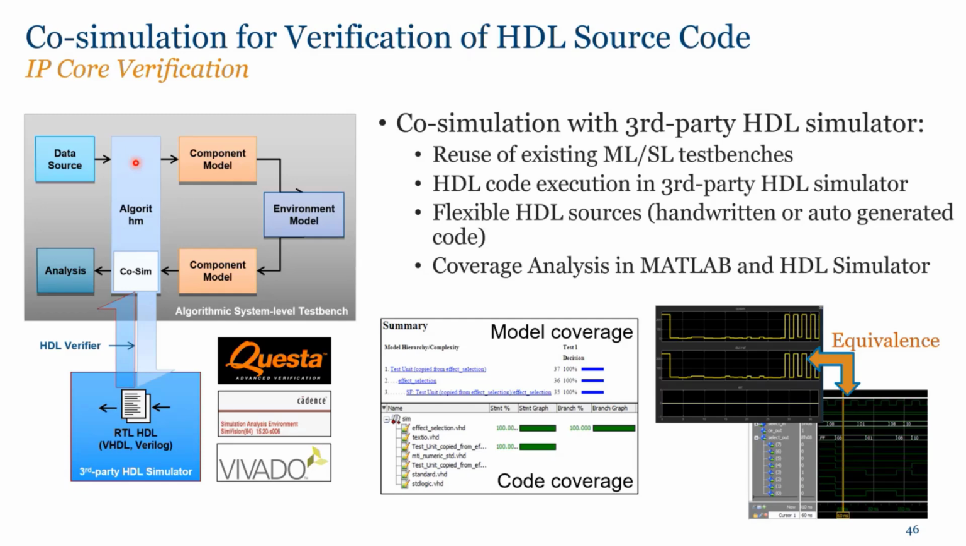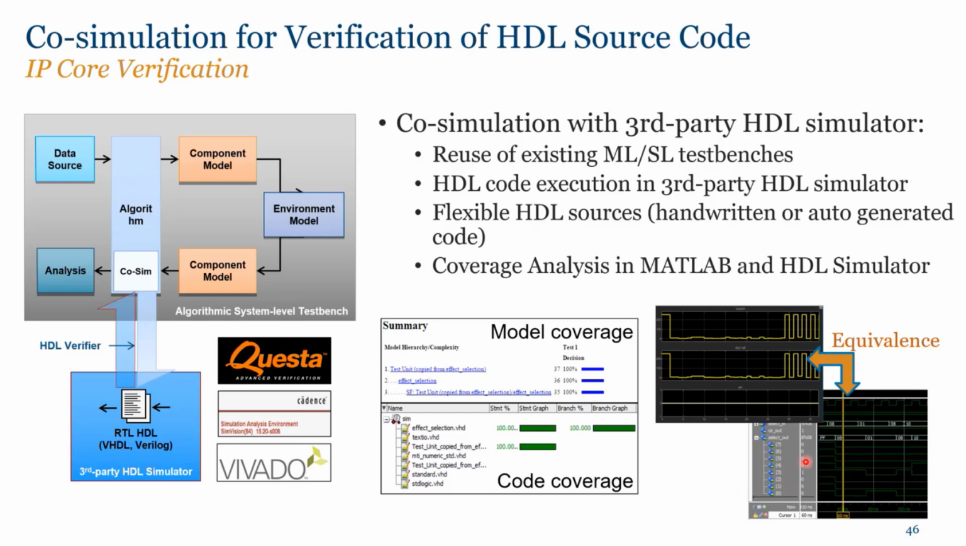And what Simulink or MATLAB will do later on is to reuse the data that is coming from the third-party HDL simulator in order to compare it to the result that you have in Simulink, and to analyze the differences, of course, between your Simulink model and your HDL code. So, like I said, we are very flexible on the HDL sources. We could have handwritten or auto-generated code.